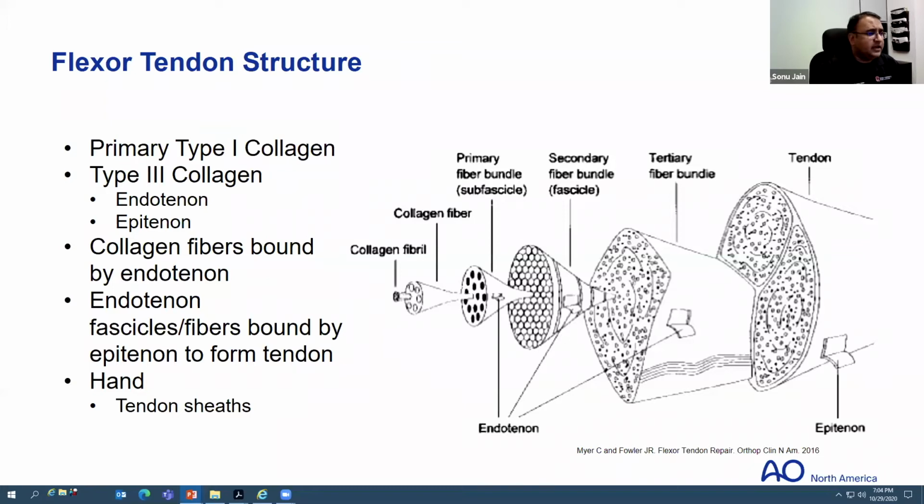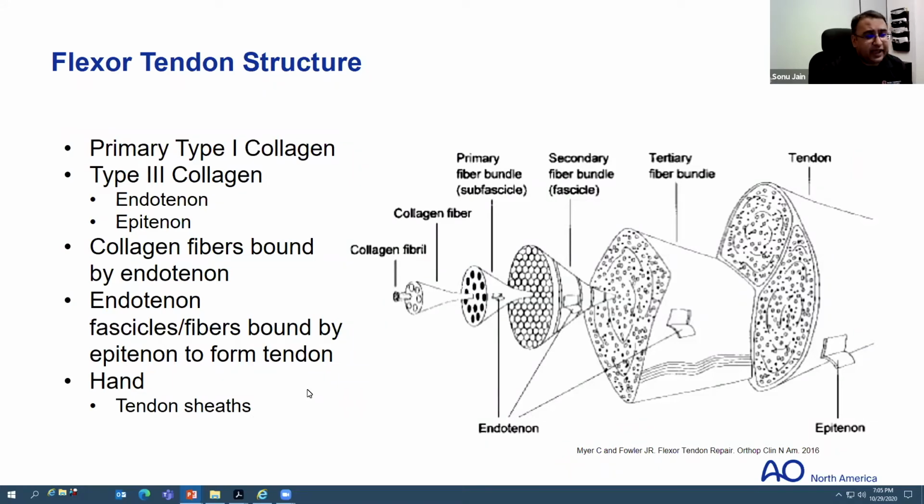So, about the tendon. The tendon is made of primary type 1 collagen, and type 3 collagen encases the endotenon and the epitenon, as you can see here. You have this collagen fibril, which forms the fiber, which forms a primary, then a secondary, then a tertiary fiber bundle, which then compose the tendon. The collagen fibers are bound by the endotenon, and the fascicles of endotenon and fibers are bound by the epitenon to form the tendon. So this is how our structure is formed.